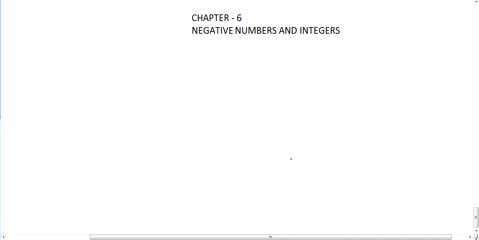Chapter 6, Negative Numbers and Integers. So first is, what is the need for negative numbers? In the previous chapters, we subtracted a whole number from some other whole number and found that the result is sometimes positive and sometimes negative.